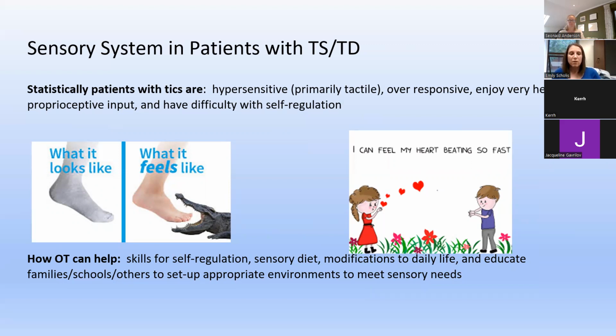So as an OT, what we can think about doing is, of course, helping with skills for self-regulation, giving them a sensory diet, what's appropriate, what would help them based on their needs. Making those modifications. And then, of course, whether it be adults or pediatrics, thinking about educating others that you need to, whether it be work, families, schools, set up appropriate environments to meet those needs so that they can function to the best of their abilities.